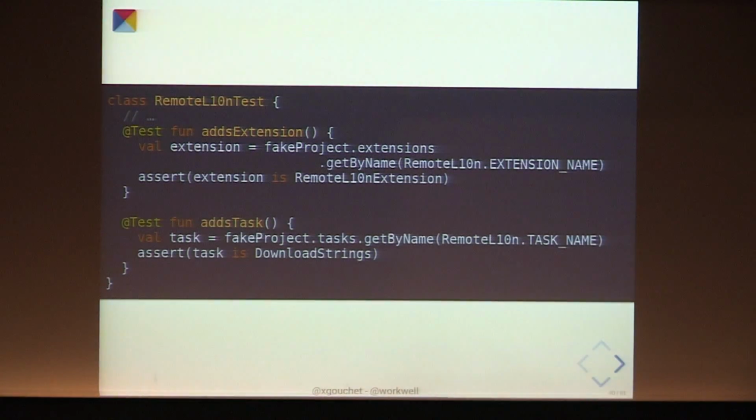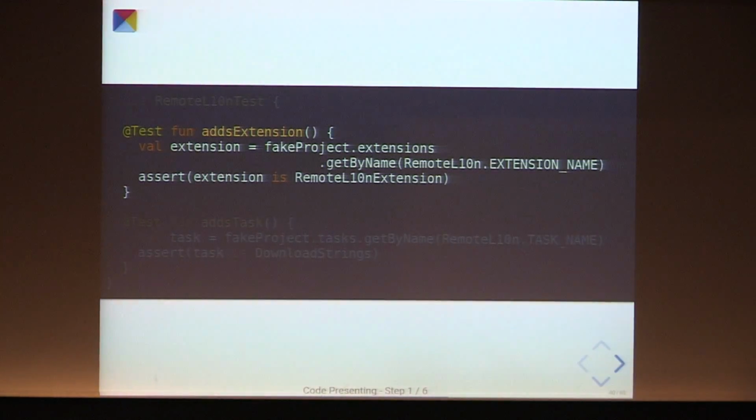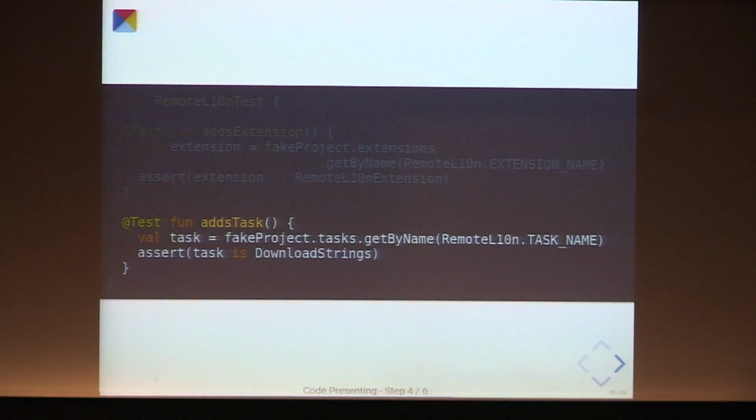And then inside your test, you can say, okay, I want to test that my plugin adds the extension. So I'm going to find the extension that has my name, and verify that it has the correct class. And I'm also going to verify that if I look for a task that has my name, it also has the correct class. So pretty easily.